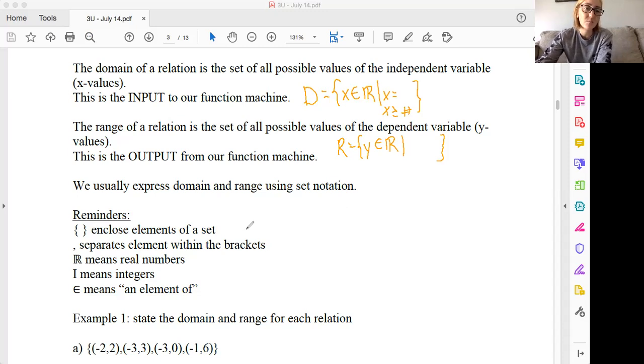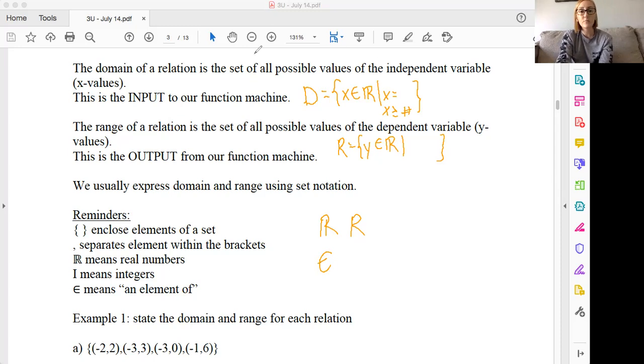A comma is to separate elements within the bracket. The R, you can either do two lines like that, or I don't even care if it's just a single R. It means the same thing. It means real numbers. Apparently there are non-real numbers, just FYI. I means integers, so that's negative and positive whole numbers that we've seen before. And then your funky E like that is an element of. So that's just a little bit of vocab for you guys.